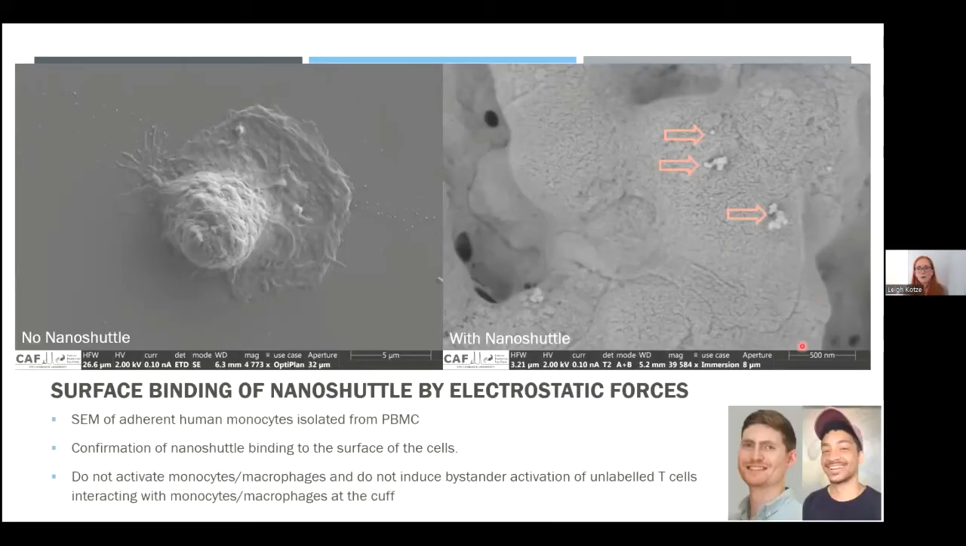So work performed by one of our master's students, Caleb Peterson, with the help of Jurgen Kriel from the Central Analytical Facilities at Stellenbosch University, has confirmed that these nanoshuttle or nanospheres bind electrostatically to the surface of the cells. And work performed by Caleb last year also confirmed that these nanospheres do not activate the cells transiently, nor do they activate the T cells by bystander activation, because the T cells remain unlabeled with the nanospheres. So this is very promising and is a very nice tool to use.